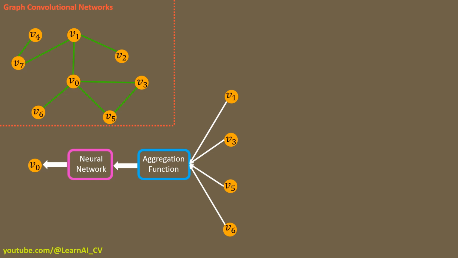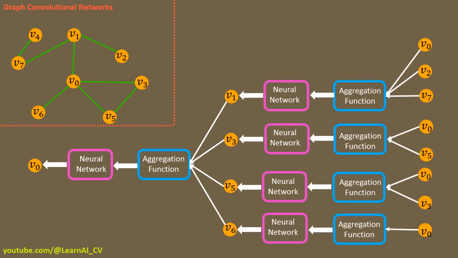Now, for computing the second layer of the GCN, we have to find the neighbors of the neighbors. For example, nodes V0, V2, and V7 are the neighbors of the node V1. We again apply an aggregation function and a neural network to the neighbors of the neighbors.